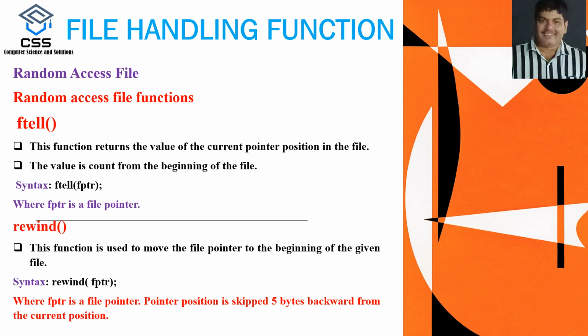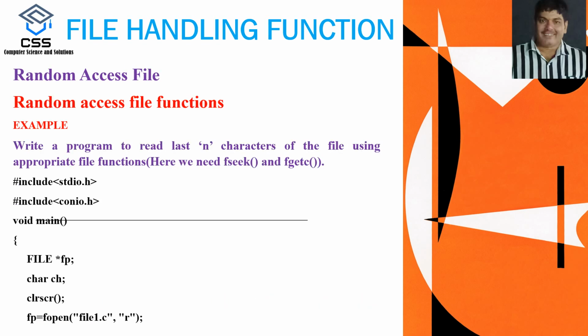fseek extracts the specified number of bytes from the file. ftell returns the current position in the file. Rewind moves the file pointer to the beginning of the file. And hence ftell, rewind and fseek randomly move from one position to another position. Hence they are known as random access file functions. Let's take the example.